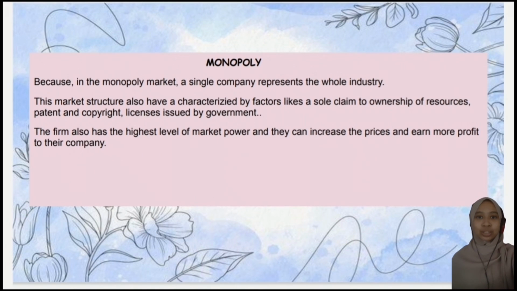Lastly is monopoly. The market structure of monopoly is relevant in this era of digitalization because in the monopoly market, a single company represents the whole industry. This market structure is also characterized by factors like sole claim to ownership of resources, patents and copyrights, and licenses issued by government. The firm also has the highest level of market power and can increase its prices and earn more profit for the company.